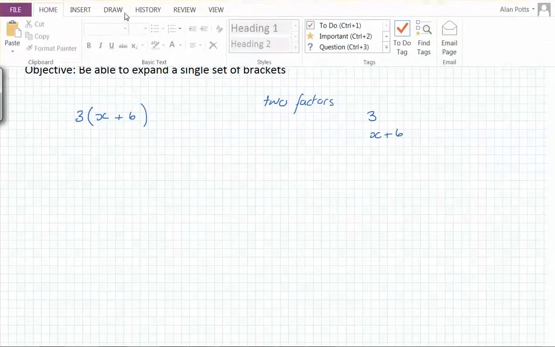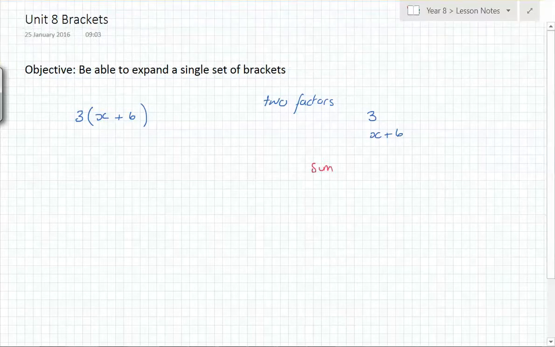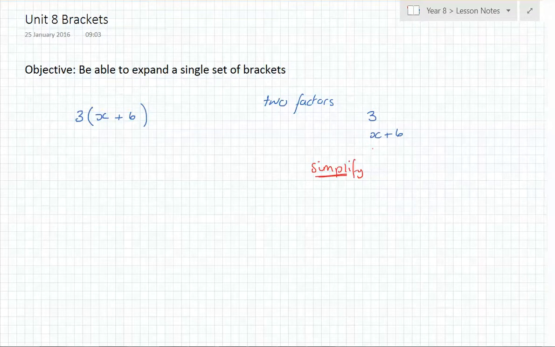Now, another thing I want to draw your attention to is this word, to simplify. I need to make sure that you don't use this incorrectly. When you simplify something, you have simplified fractions, you have simplified ratios recently. What does it mean to simplify? Do you know?